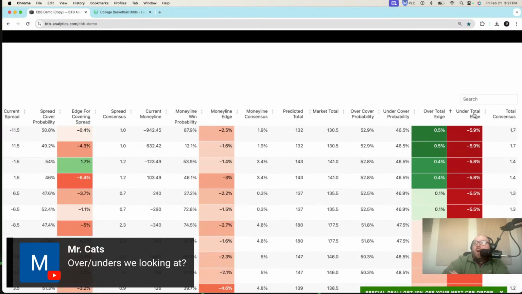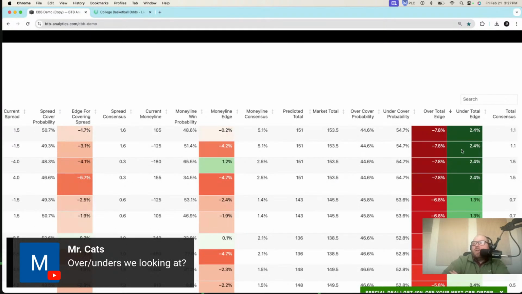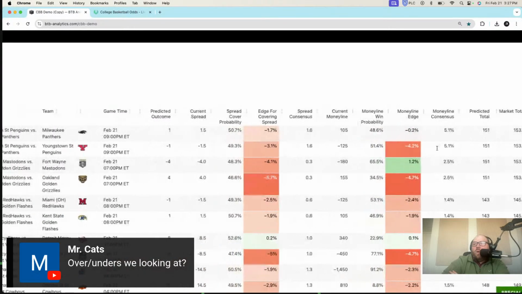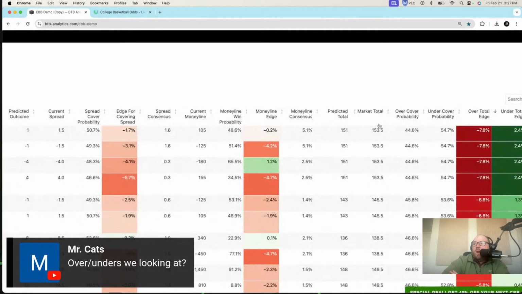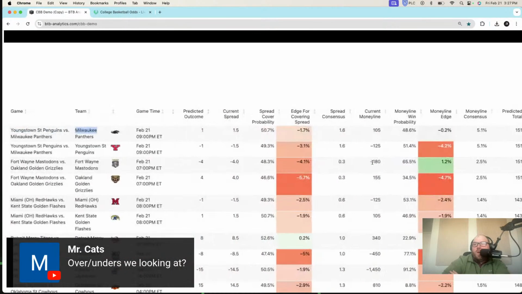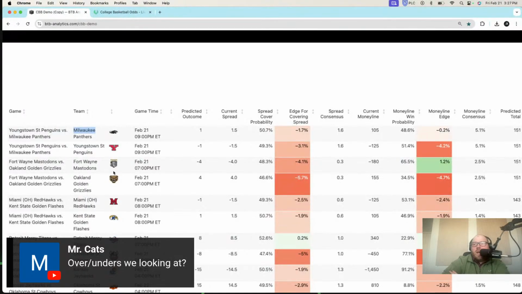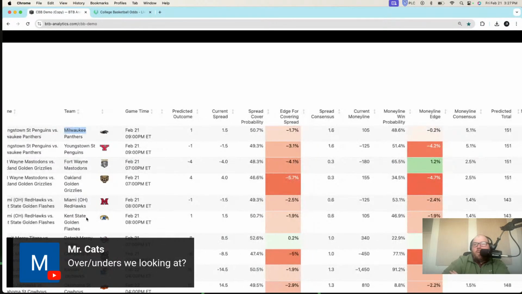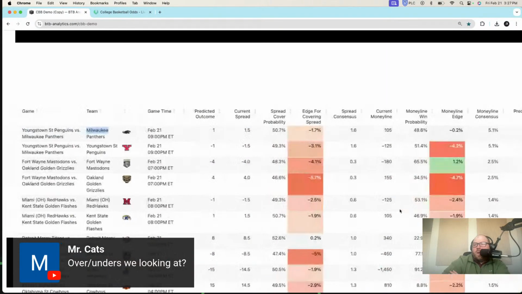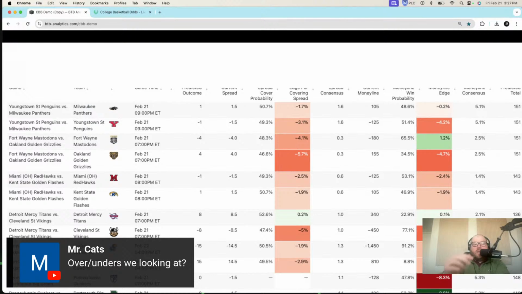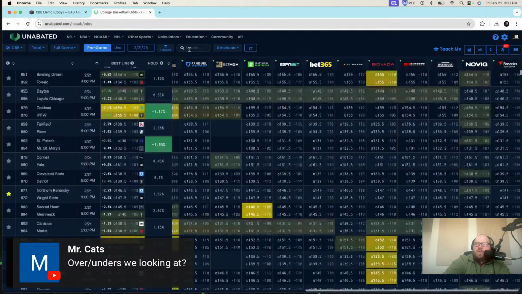And then if we want to bet unders, which there's a lot more value on, we have a ton of value. We have under 153 for both the Milwaukee Youngstown game and the Fort Wayne Oakland game. And then we talked about the Miami Ohio Kent State game, 1.3% edge there. And I'm on this Kansas over under. FanDuel has it at 151. I don't know if they still have it there. We can take a look. It's a ton of value at that number.